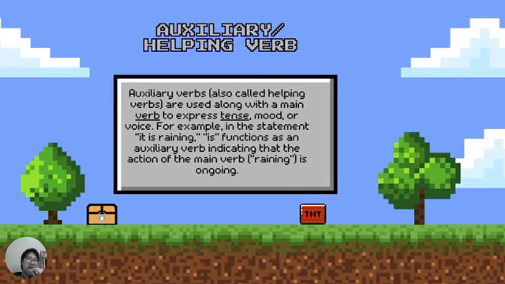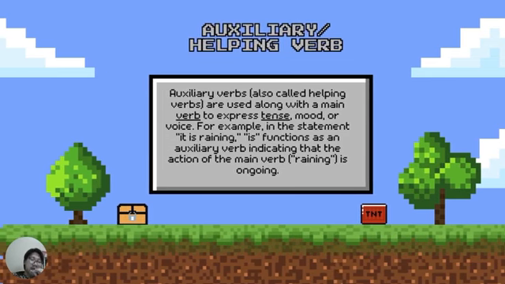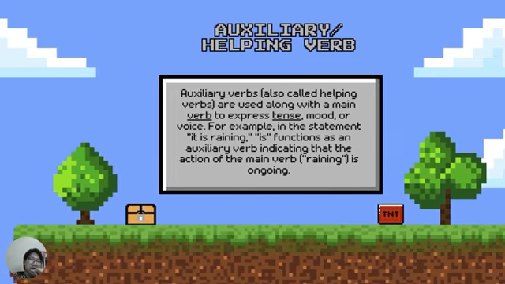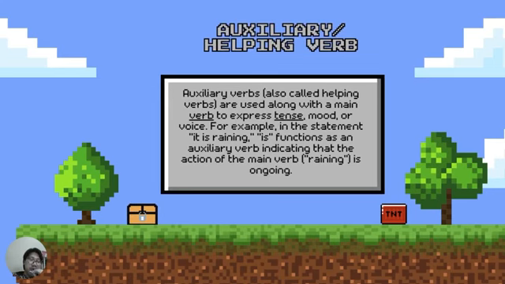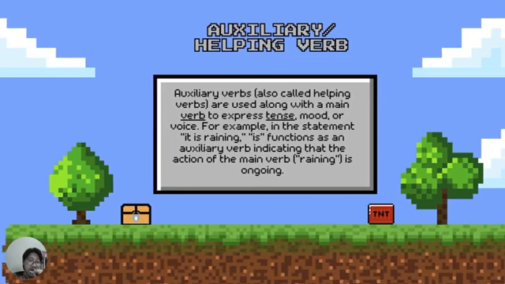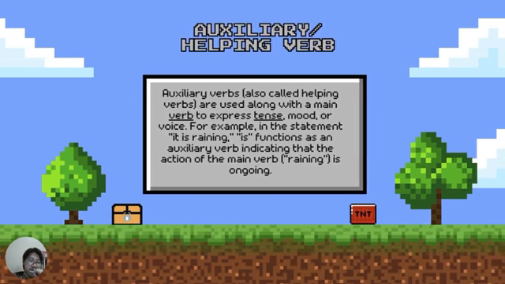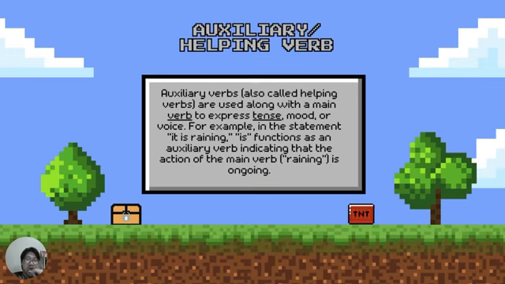So the third one, auxiliary or helping verb. You can use both of them. Auxiliary verbs are used along with the main verb to express tense, mood, or voice. For example, in the statement "it is raining," is functions as an auxiliary verb indicating that the action of the main verb raining is ongoing.